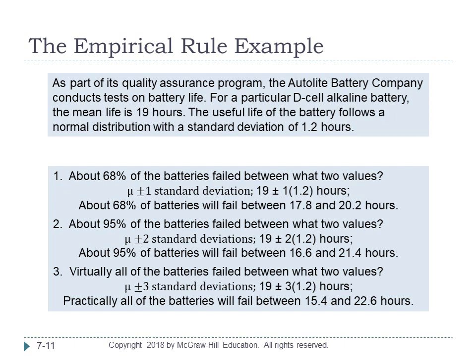Virtually all the batteries will fail between which 2 values? You have to go within 3 standard deviations. So it's 19 minus or plus 3 times 1.2, and that's the interval 15.4 to 22.6. Most of the batteries will fail between 15.4 hours and 22.6 hours. This is just a direct application of the empirical rule, since we know that the battery life follows a normal distribution.